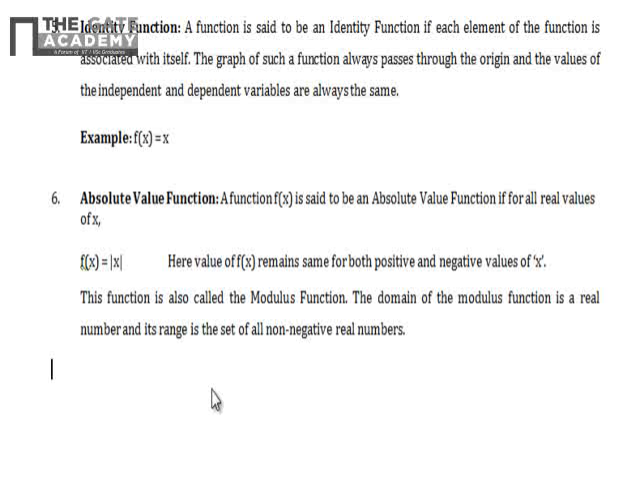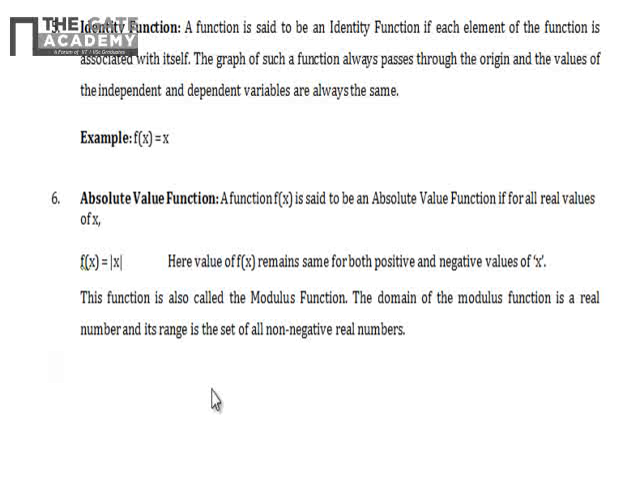Now identity function. A function is said to be an identity function if each element of the function is related with itself. That means f(x) is equal to x. If we put the x value 2, we get the value of the function 2. For 3, the value of the function is 3. That means this function always passes through the origin.